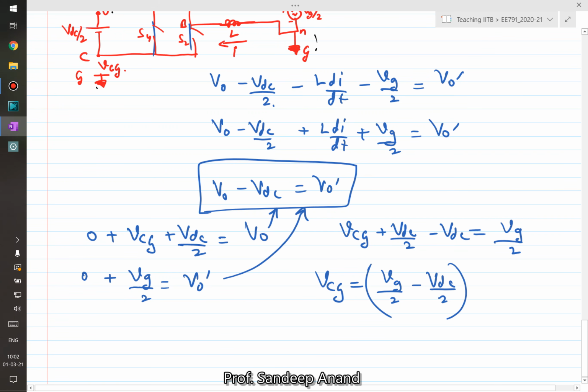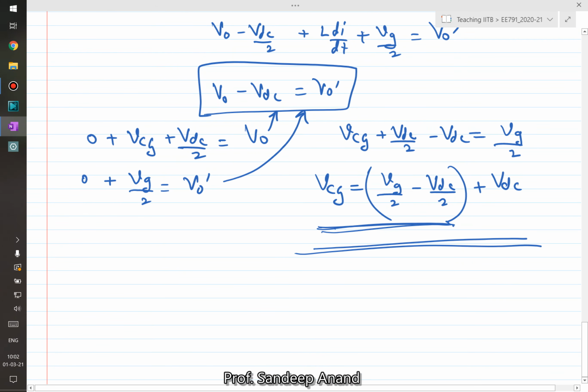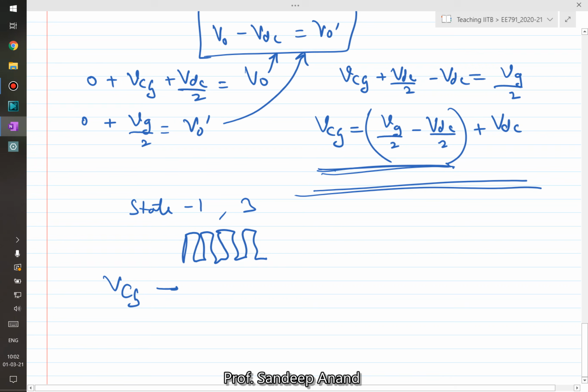If you remember, this was the same expression, plus I have an additional term which is VDC. The original expression in the other state, state 1, VCG was only equal to this, but in state 3 it is equal to this thing. Now you understand, if you are switching between state 1 and 3 very frequently, at high frequency, in that case the capacitor voltage VCG will also be oscillating very frequently between these two expressions.